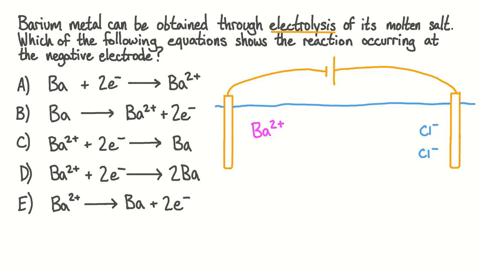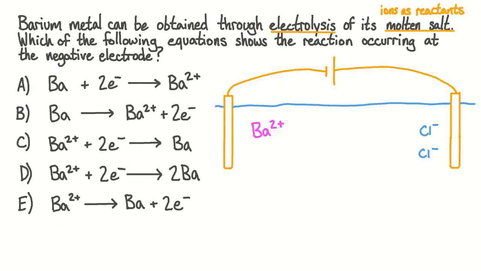In order to answer this question, we need to ask, when are barium ions present? When are barium atoms present? And are electrons absorbed or released during this process? Let's look at the wording of the question for some clues about what's going on.